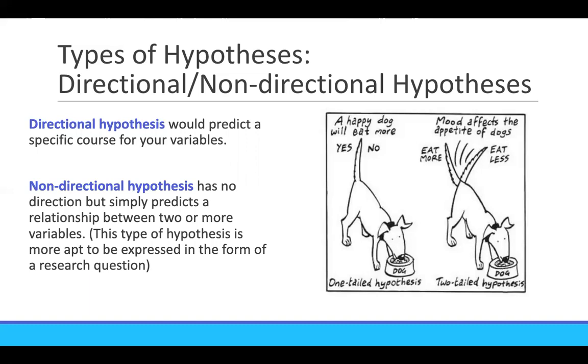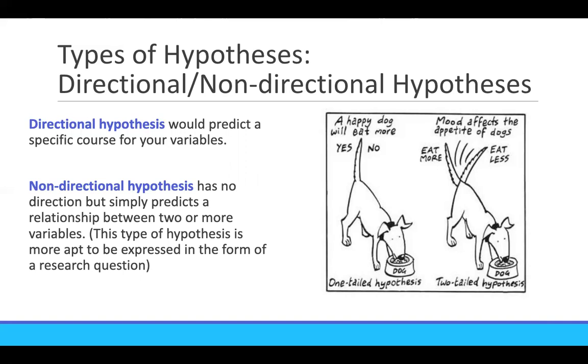Directional hypothesis is when you predict a specific course for your variables, right? You say something is more, you say it's greater, or it positively influences, or it negatively influences. Basically, you're giving a direction to your relationship. And we call this a one-tailed hypothesis.